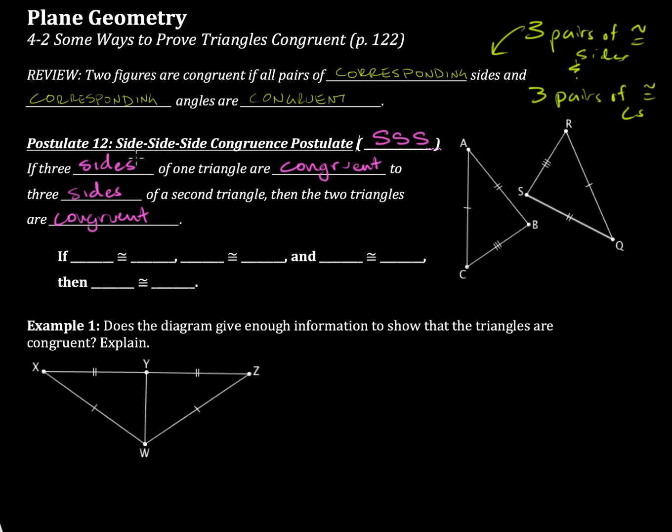So let's look at the first one. It's called the side-side-side congruence postulate, or postulate 12 in our textbook. The side-side-side congruence postulate is usually just abbreviated as SSS, standing for side-side-side. And what it says is that if three sides of one triangle are congruent to three sides of a second triangle, then the two triangles are congruent.